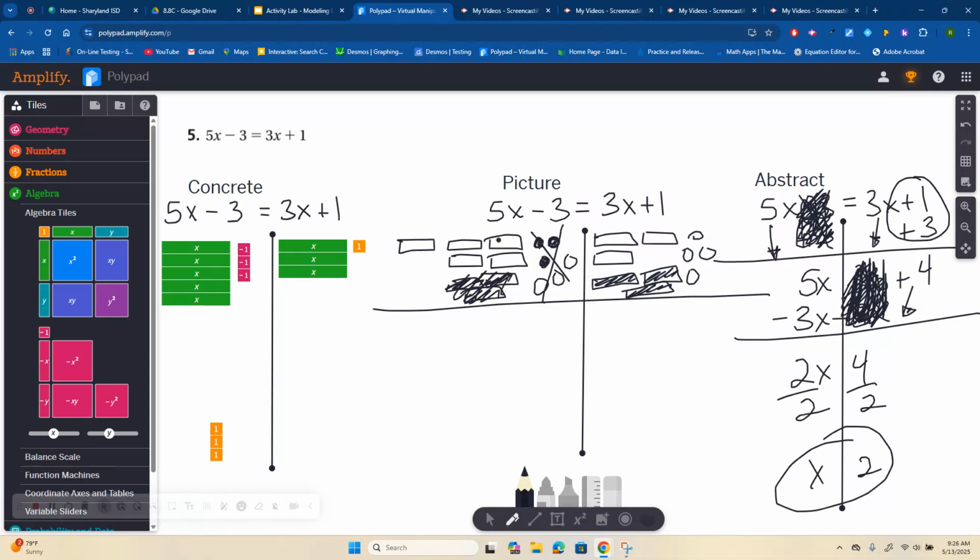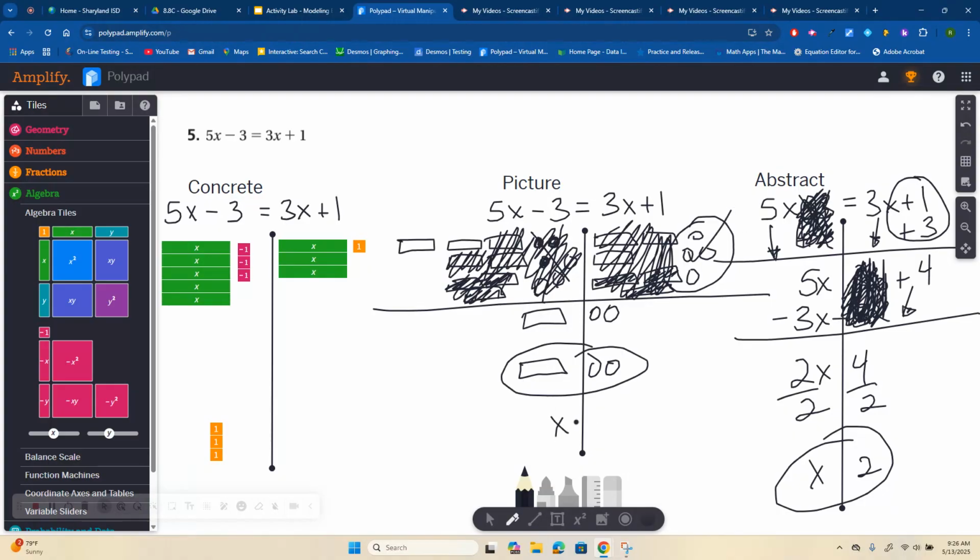So you're gone, and you guys are gone. These guys are all gone, and these guys are all gone. So what I have is 2x equals what? 4. 1, 2, 3, 4. Check. x equals 2. Over here, what does that look like?